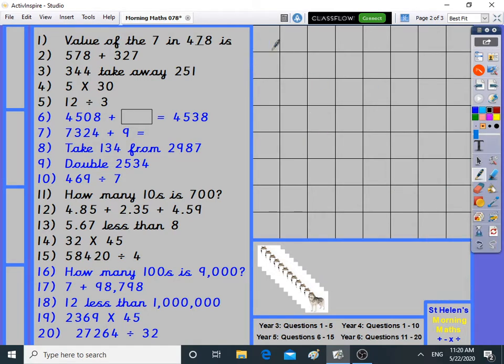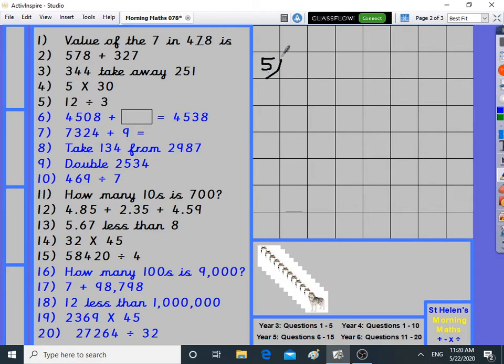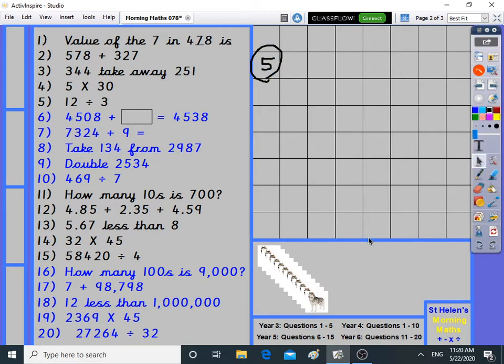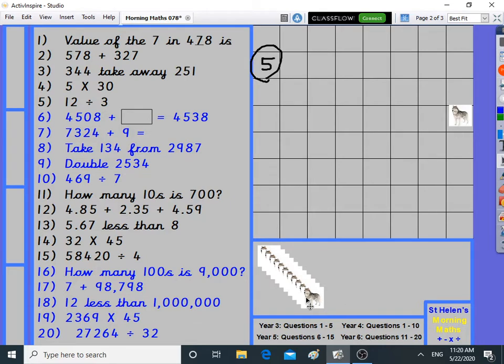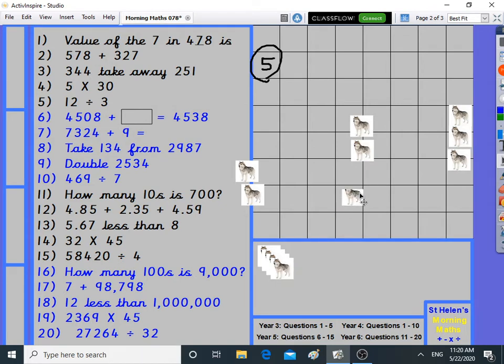Question 5 is divide. 12 divided by 3. I've got some husky dogs, 12 of them, to put into 3 groups. That's what 12 divided by 3 is. 12 shared between 3. So 3 groups, a group here, a group here, and a group here. Let's share them fairly, like we always do with this. We've been doing this for quite a long while now, haven't we? Always sharing them out fairly.